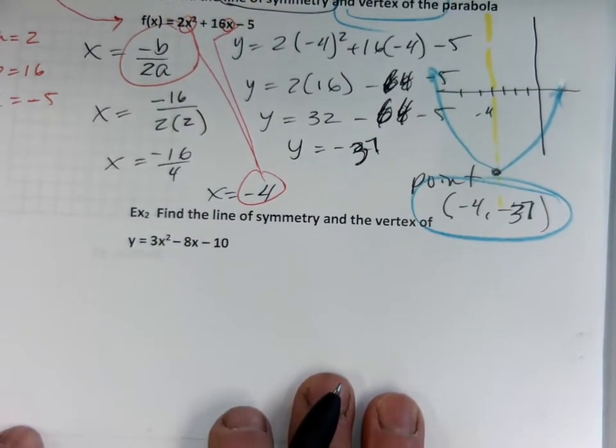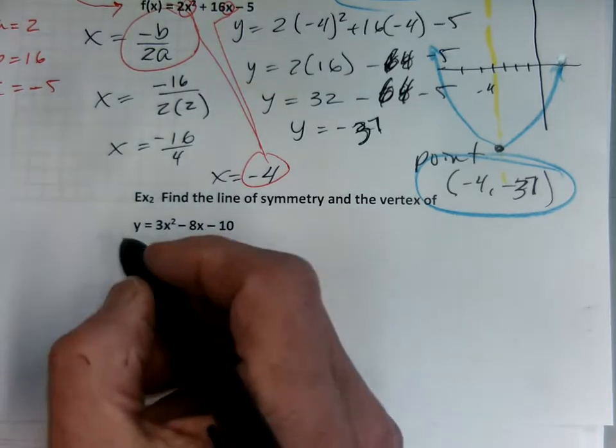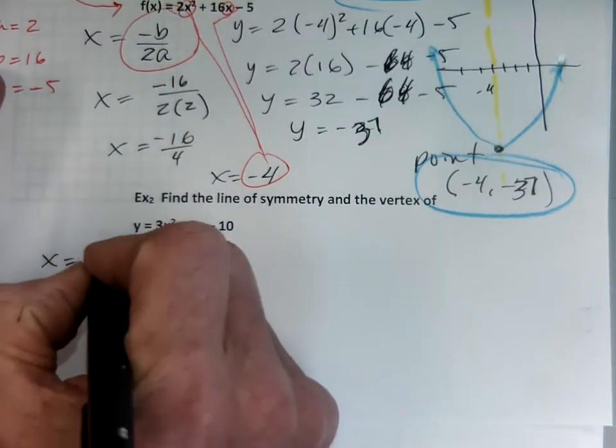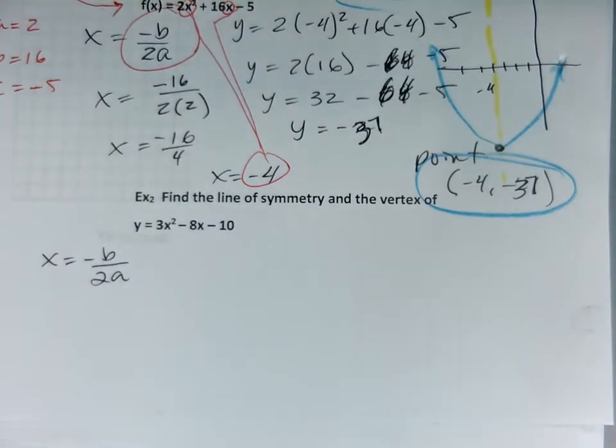Okay, how about number 2? Let's do number 2. So this time, let's see if you can do it. How are we going to start? Where do we start? Finding the line of symmetry. Awesome, and that's exactly right. So we have to have an equation. What's our equation? X equals -b over 2a. Start right there. It's like the easiest, most non-complicated formula there is.